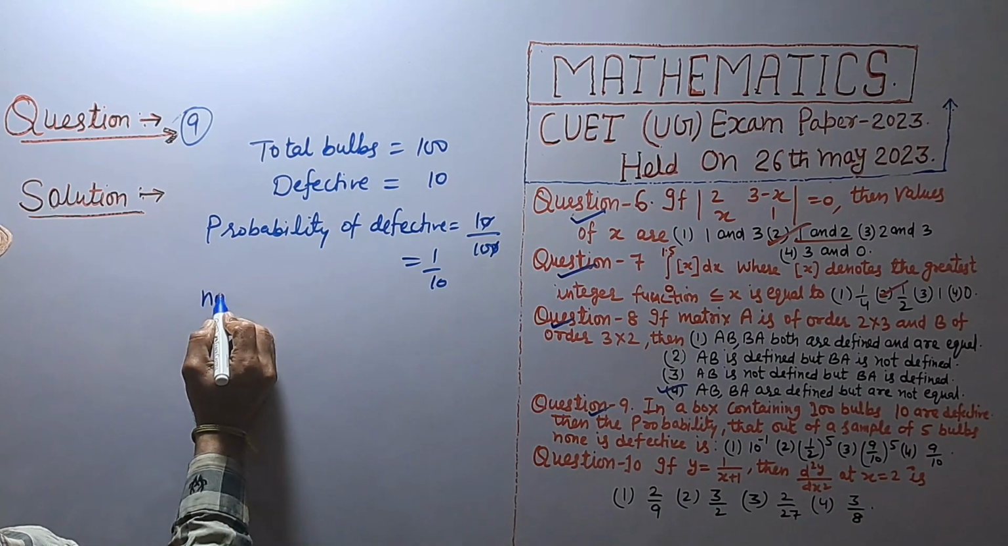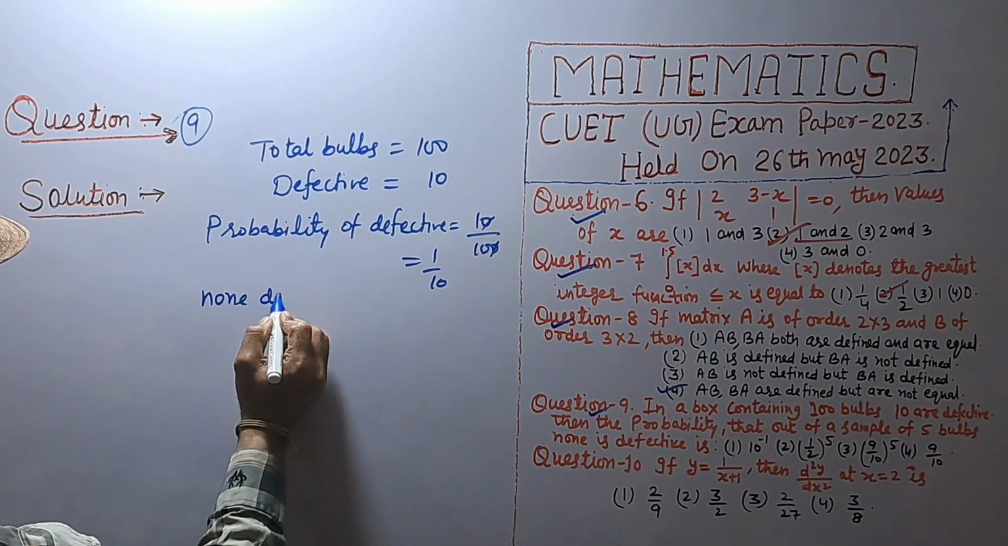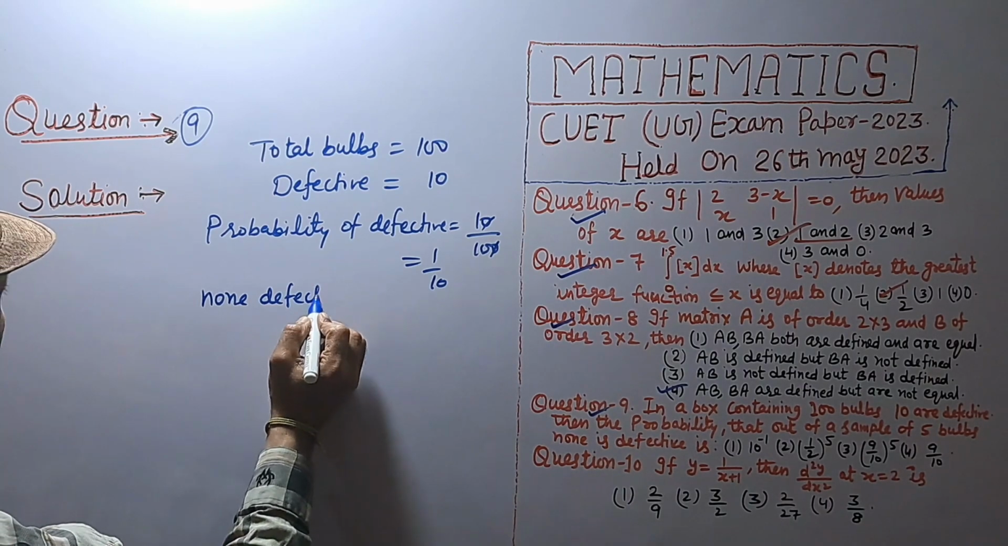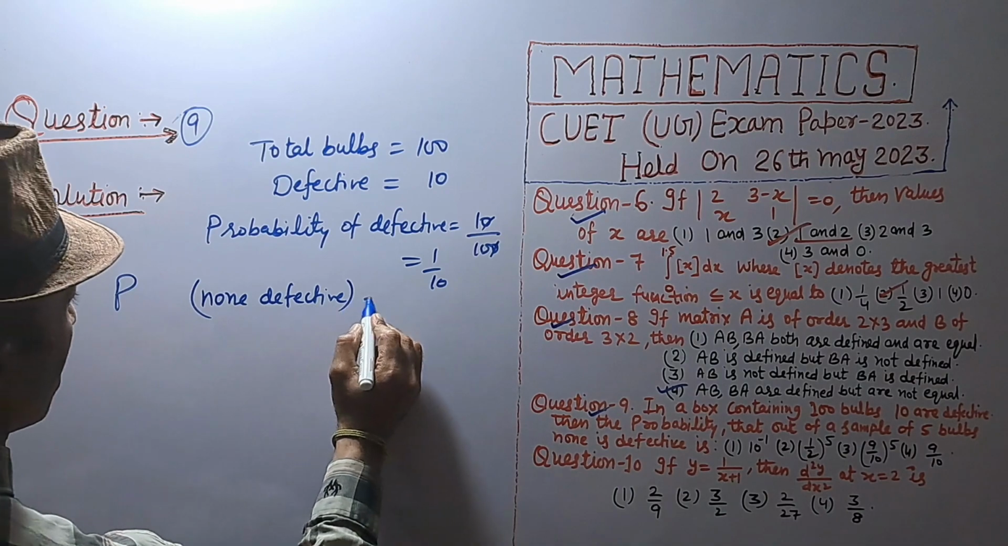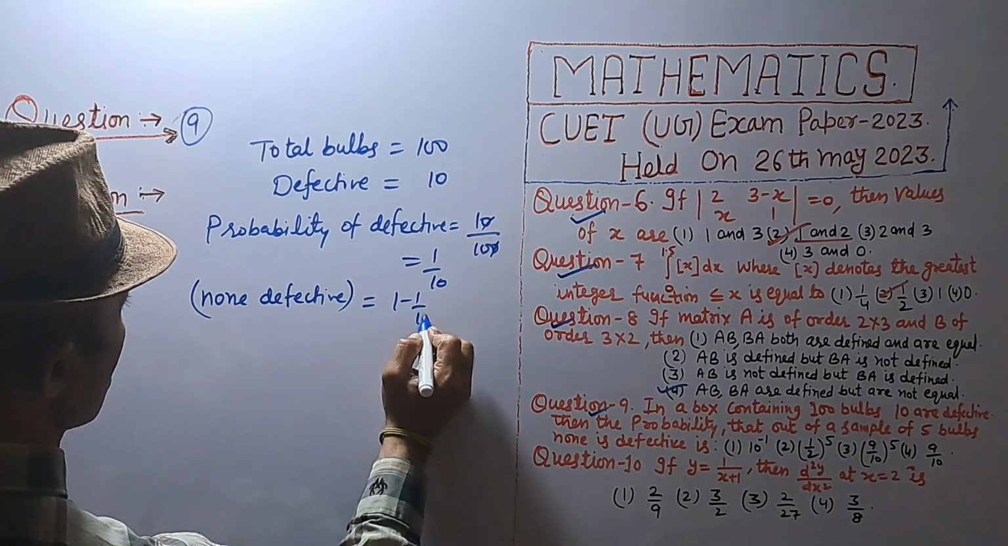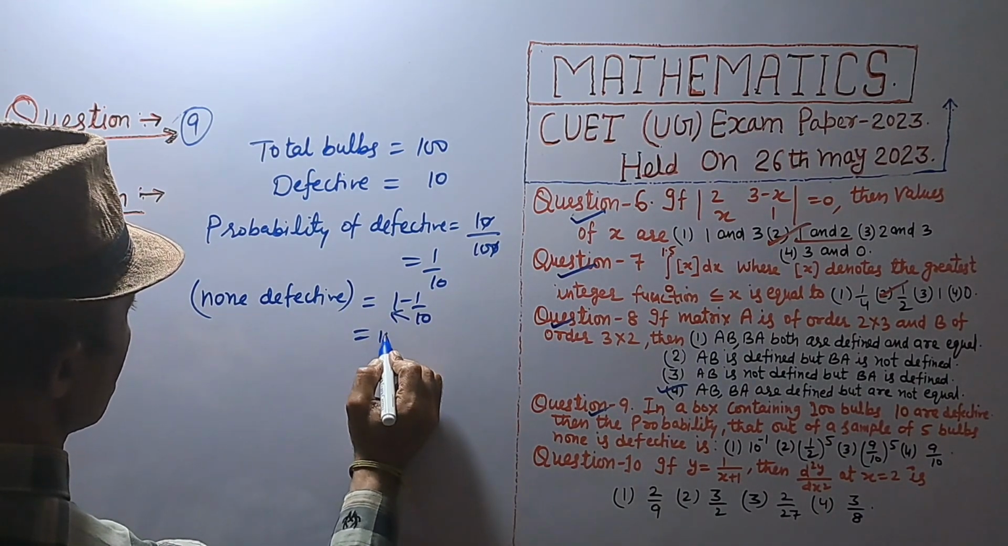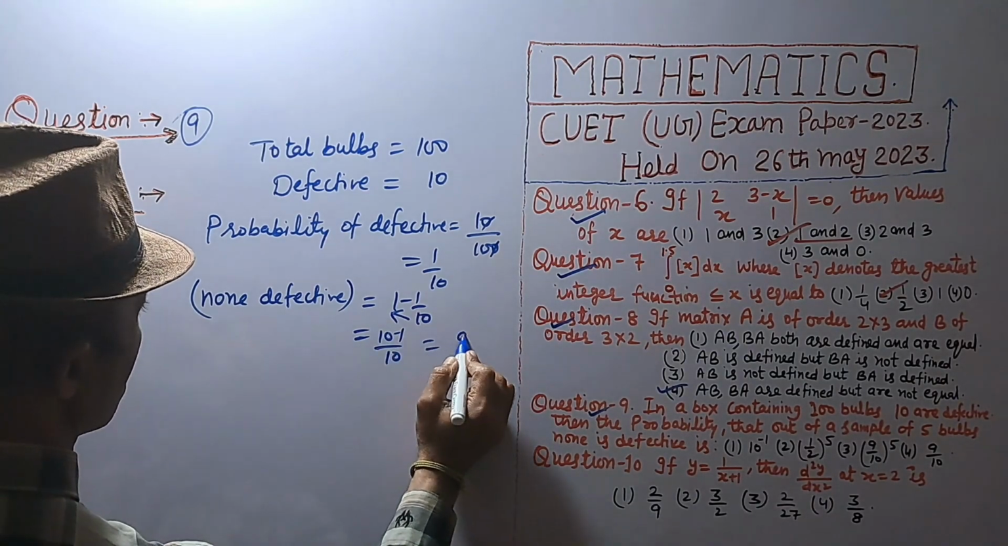And non-defective: probability of non-defective is equal to 1 minus 1 upon 10, that is equal to 10 minus 1 upon 10, equal to 9 upon 10.